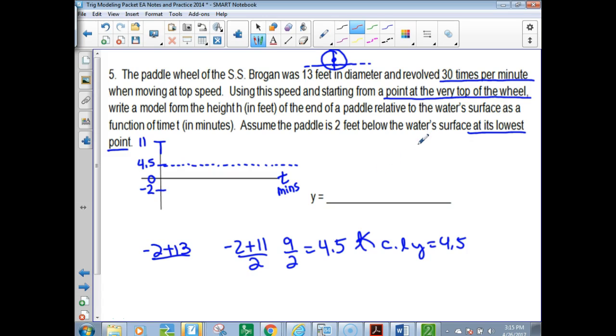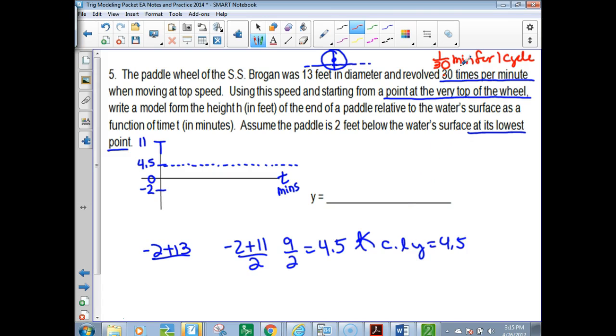All right, so let's figure out some other stuff. It revolves 30 times a minute. The frequency is 30 times, but it happens in 1 minute. So how often does one revolution occur? One time around is going to happen every 2 seconds. Now, wait a minute. If we're going to do it in terms of minutes, though, it's 1/30th of a minute for one cycle. That's the period. I want you to understand this.